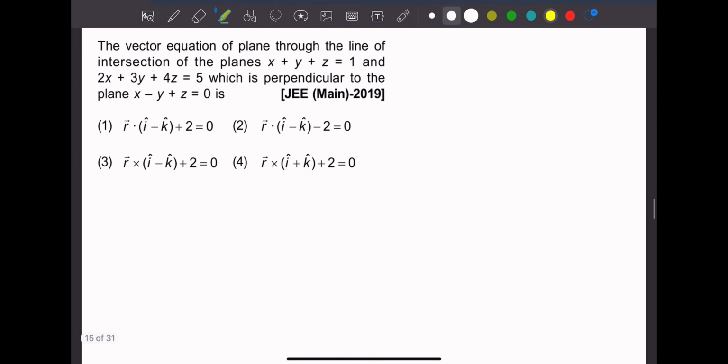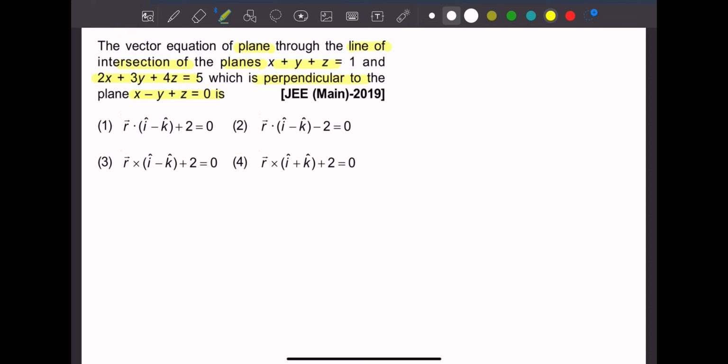Question number 1, we have the vector equation of a plane which passes through the line of intersection of planes x plus y plus z equal to 1 and 2x plus 3y plus 4z is equal to 5, which is also perpendicular to the given plane x minus y plus z is equal to 0.